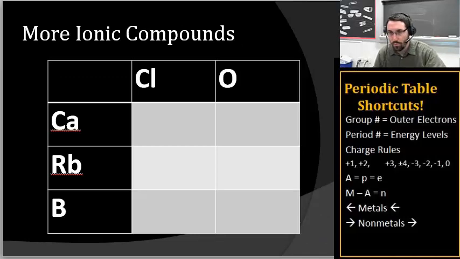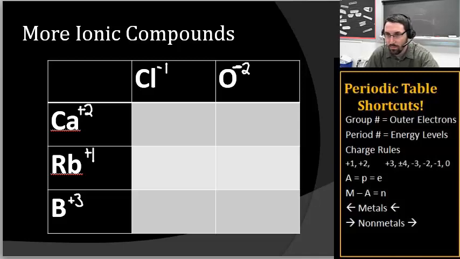Here we're going to have a couple more compounds. On these, we're going to go ahead and write out the symbols or the formulas for them. First, we've got to figure out the charge on them. Calcium is in group 2, so it has a +2 charge. Rubidium in group 1 has a +1 charge. Boron is in group 3, so it has a +3 charge. Chlorine, on the other hand, is a -1 charge because it's in group 7. And oxygen has a -2 charge because it's in group 6.